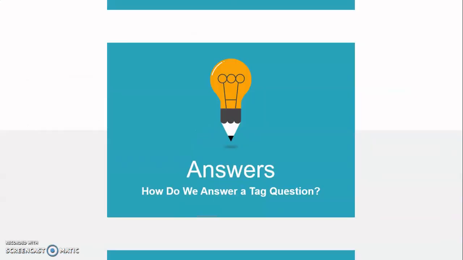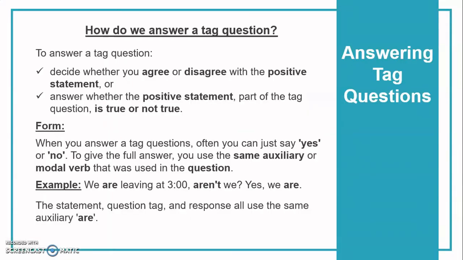The next point is, how do we answer a tag question? This is again a challenge for many non-native speakers. This is the rule of thumb. To answer a tag question, decide whether you agree or disagree with the positive statement, that means answer whether the positive statement, which is part of the tag question, is true or not true. When you answer a tag question, we often use yes or no.